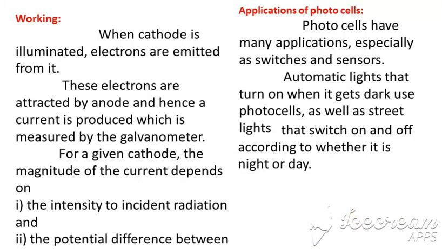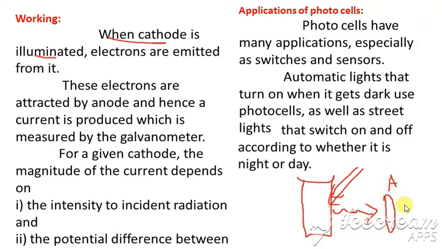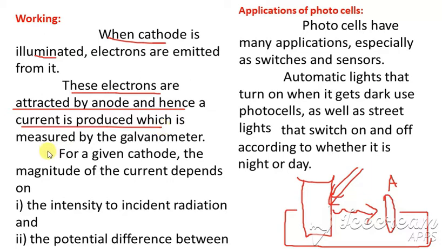Next we have the working. When the cathode is illuminated, that is, light falls on the cathode, electrons are ejected, and these electrons fall on the anode. This makes the current flow in the entire circuit. These electrons are attracted by the anode and hence current is produced, which is measured by the galvanometer. For a given cathode, the current depends on the intensity and potential difference.